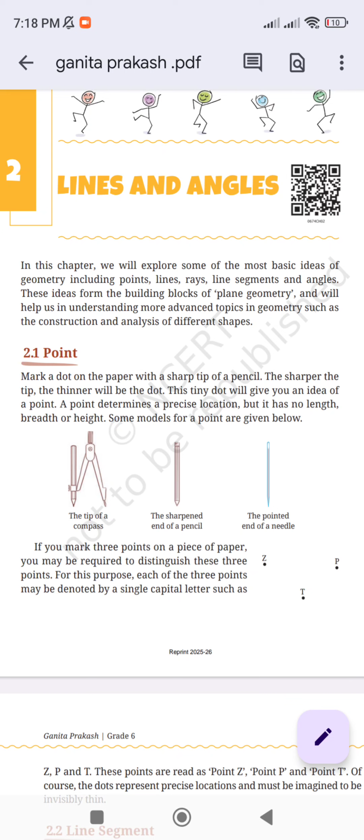Hello class, today I'm going to start a new chapter, Lines and Angles, the second chapter. In this chapter we are going to explore some of the most basic ideas of geometry, including point, line, ray, line segment and angles. These ideas form the building blocks of plane geometry and will help us understand more advanced topics in geometry, such as the constructions and analysis of different shapes.